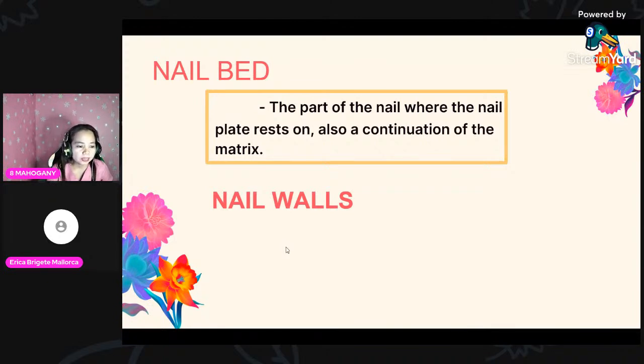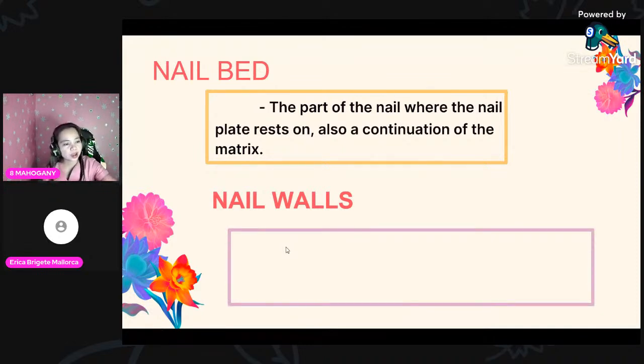The nail wall folds of skin that overlap the sides of the nail. Okay, for Galli, then we also have De La Paz. Then Mallorca: the nail wall is a continuous fold overlapping the sides and the proximal end of the nail.